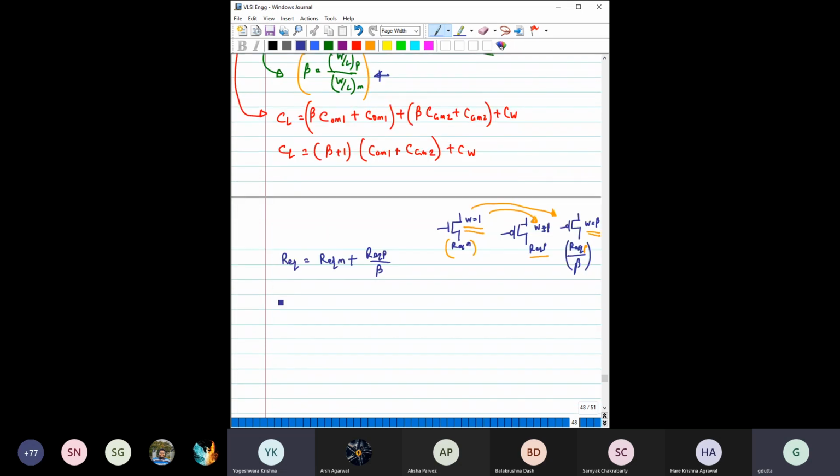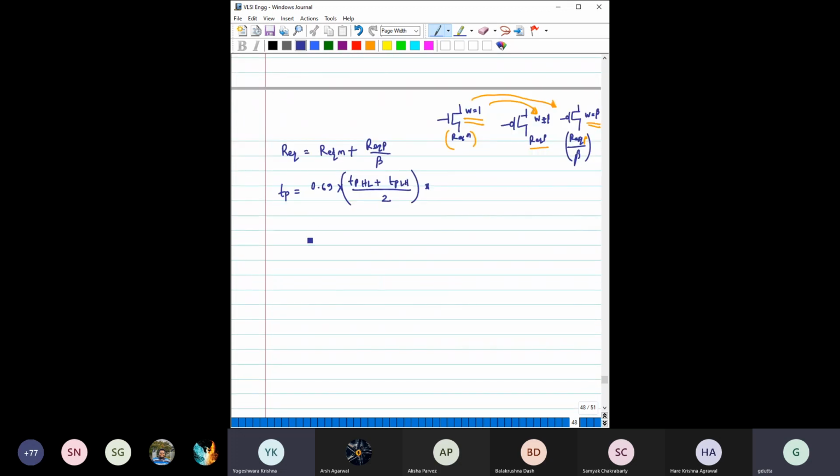Okay. Then what is the total propagation delay? Total propagation delay, we know that it is 0.69 into TPHL plus TPLH by 2, right? So that means definitely we can write, I think we don't have enough space here, so let me write it below. So it is 0.69 by 2, right?